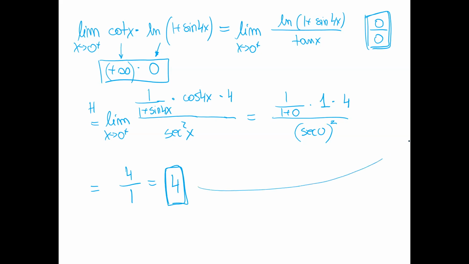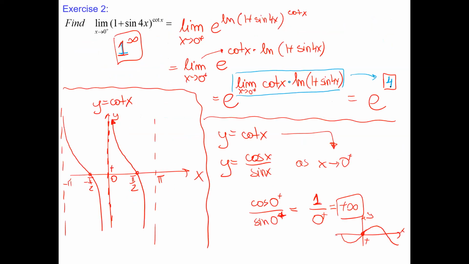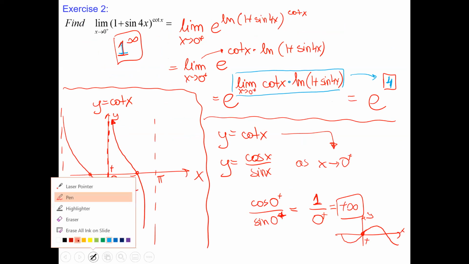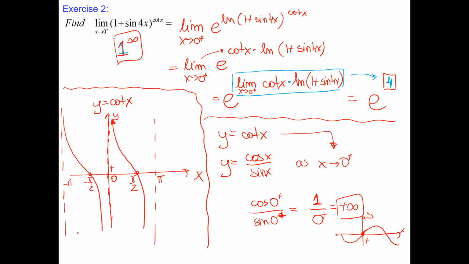We have to go back to that other slide, and we will put 4. e to the power of 4. That's the final answer. Interesting, right? 1 to the infinity is giving us this nice finite number involving the number e.